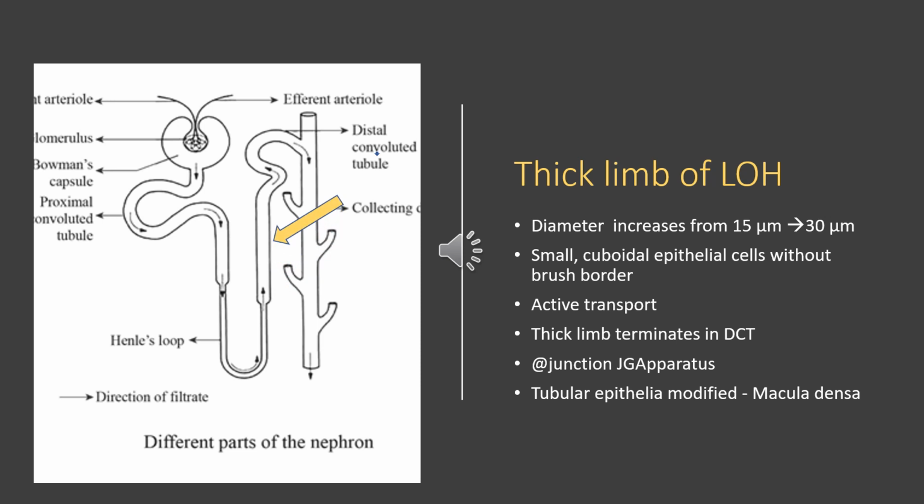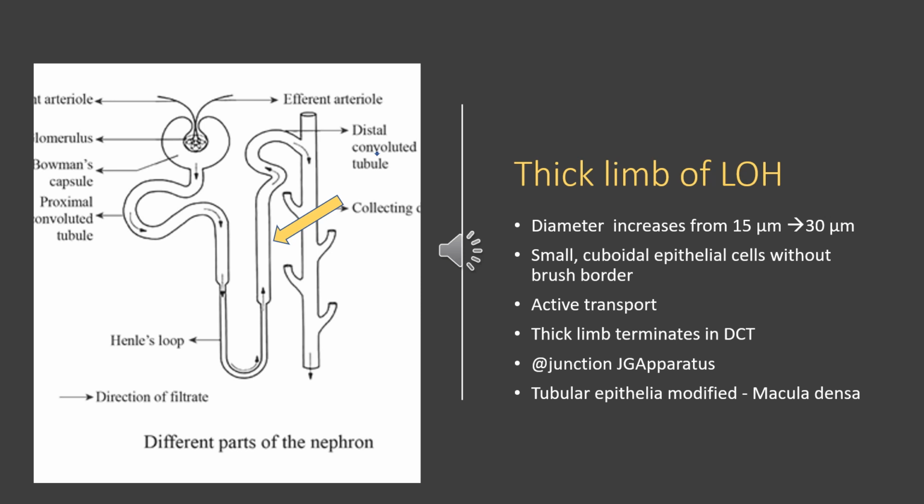So from the thin limb of loop of Henle to the thick limb of loop of Henle, we can see there is an abrupt transition between these segments. The tubular diameter increases from 15 micrometer to 30 micrometer, and it is made of small cuboidal epithelial cells without any brush border that suits for active transport of solutes and water. The thick ascending limb of loop of Henle terminates in the distal convoluted tubule, and the junction between the thick ascending limb and distal convoluted tubule comes in contact with the afferent and efferent arteriole.